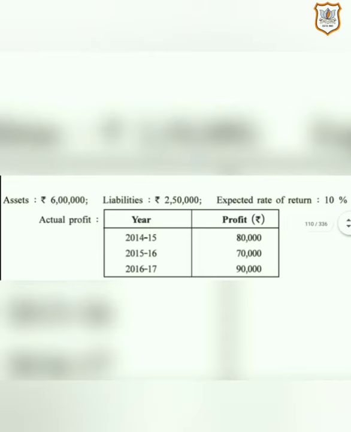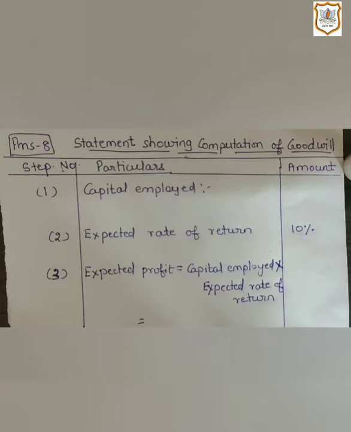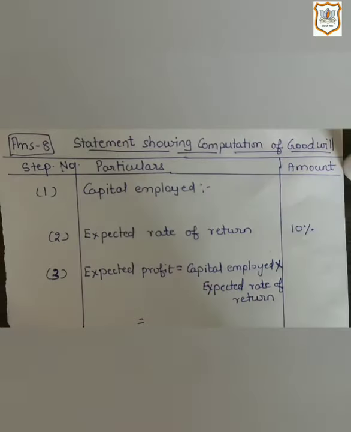Here we are also provided with some more informations. Here assets of the firm are given, which is 6 lakh. Liabilities are given, which is 2,50,000. And expected rate of return is given, which is 10%. And here actual profit of last 3 years are given, 80,000, 70,000, 90,000. So let's start the solution of question number 8.